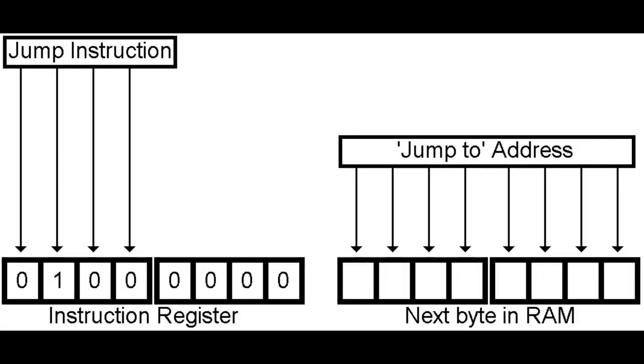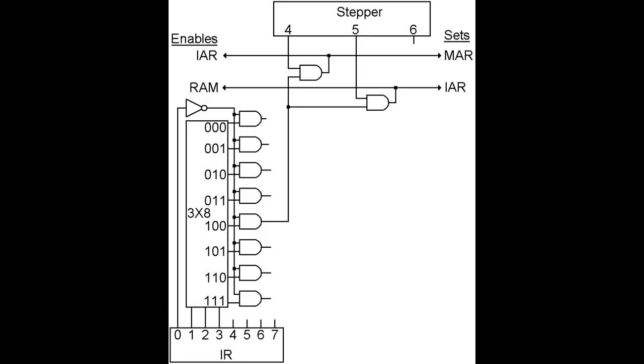The second jump instruction is more direct, allowing us to specify the address in the data byte just like the data instruction. The jump instruction doesn't have any parameters. It is always 0100 0000. In the next byte, you specify the address to which you want to jump. The jump instruction schematic is also quite simple.